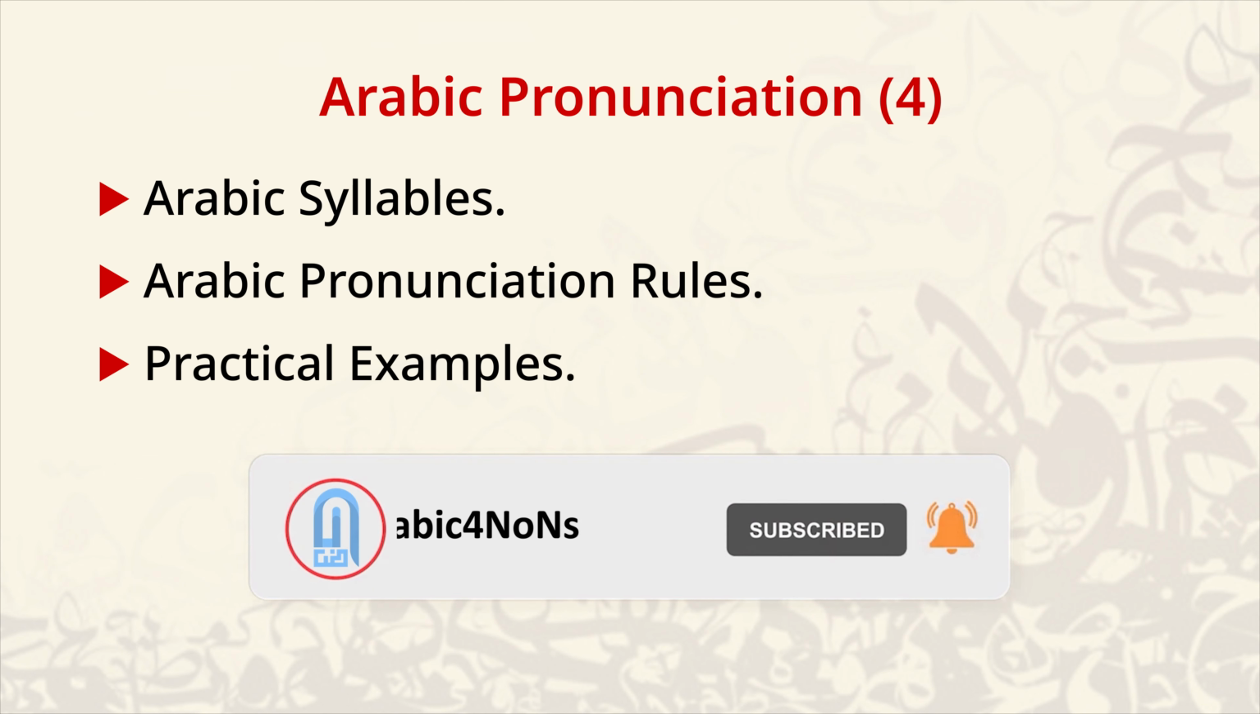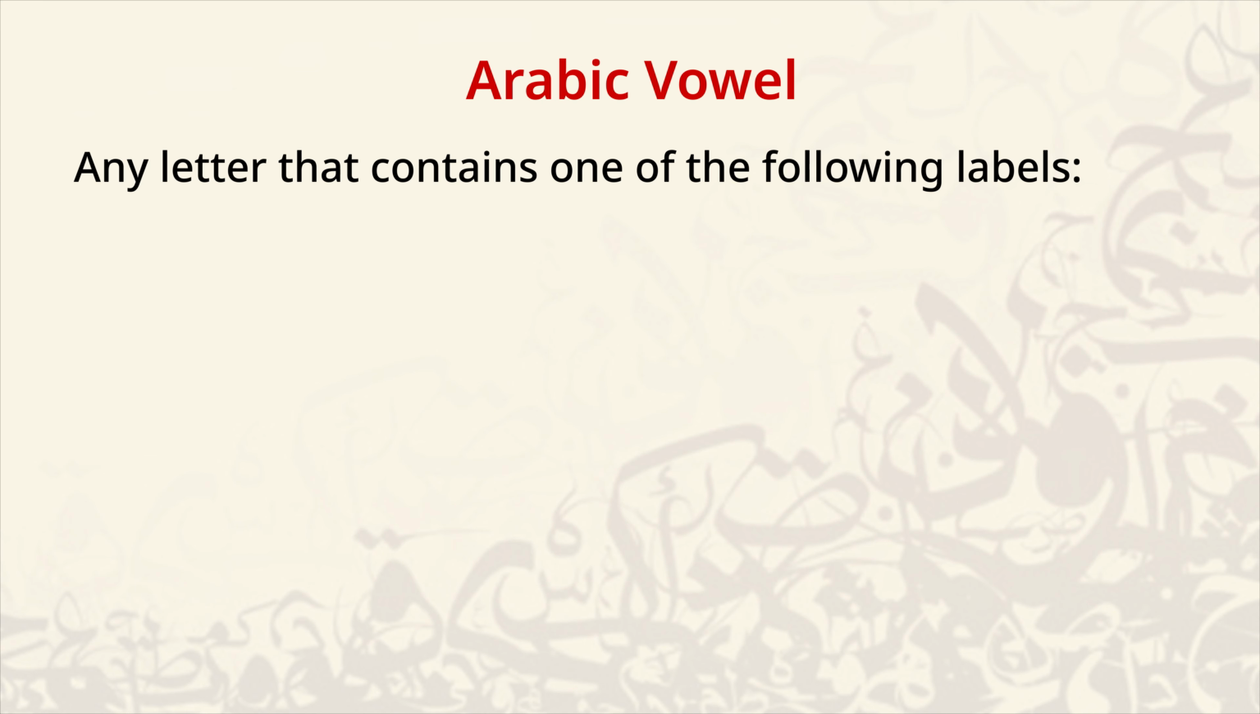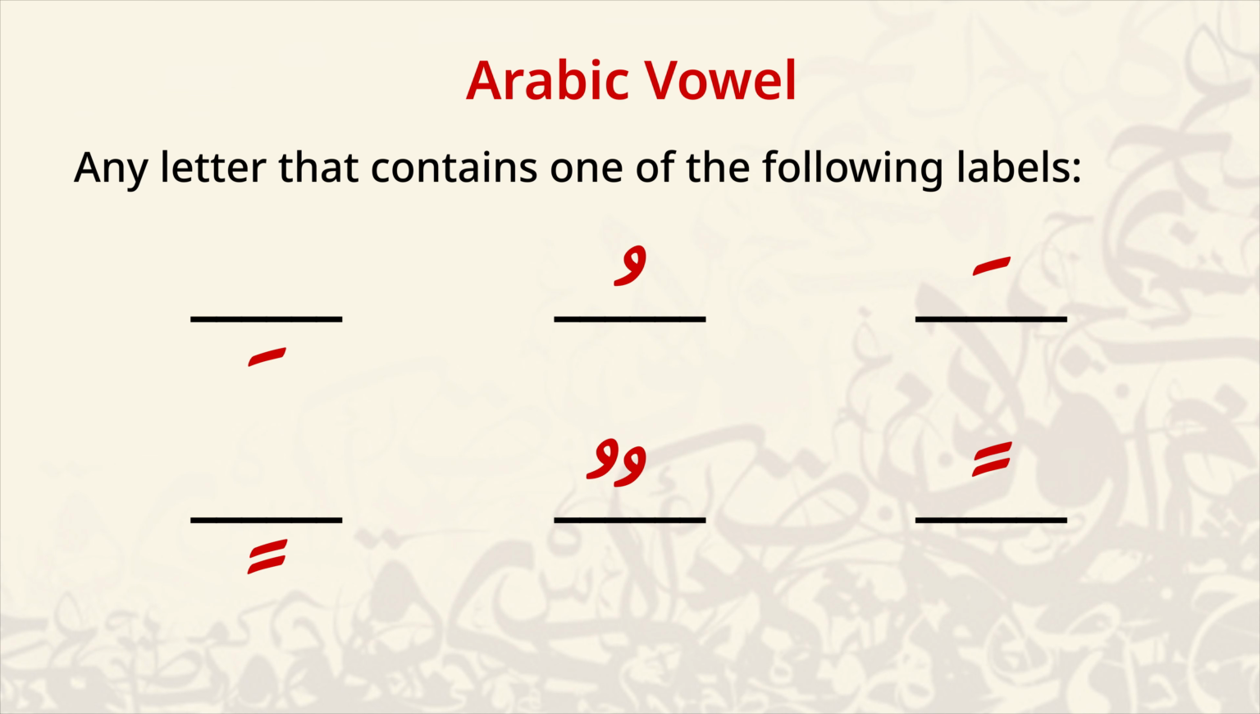Let's first state some facts. A vowel in Arabic is any letter that contains one of these 3 labels: Fatha and Dammah on top or Kasra below. They may appear in different forms. Sometimes they are single, other times they are doubled at the end of the word, and some other times they show along with this label, which we call shaddah.